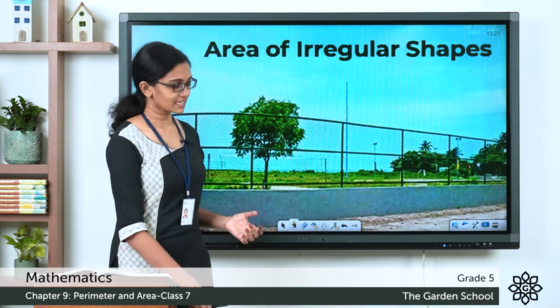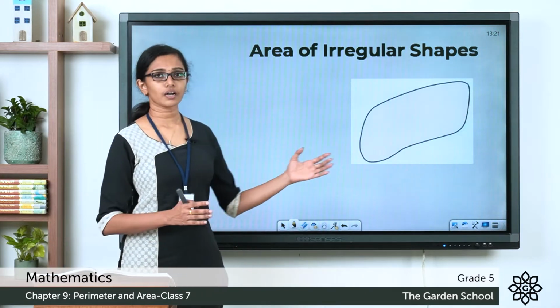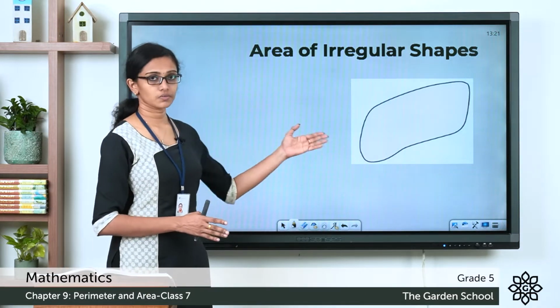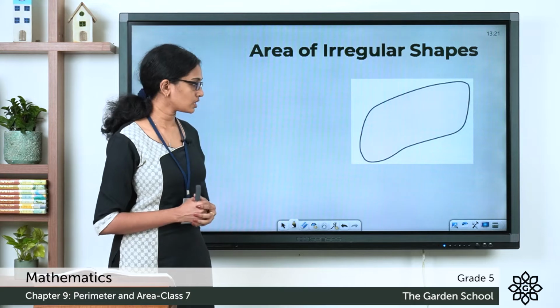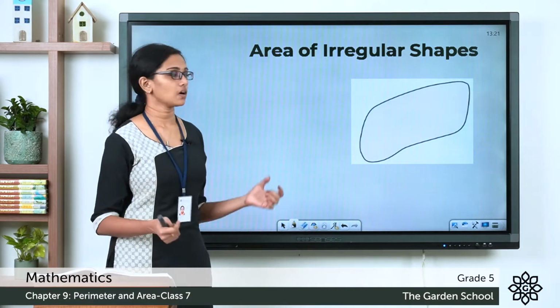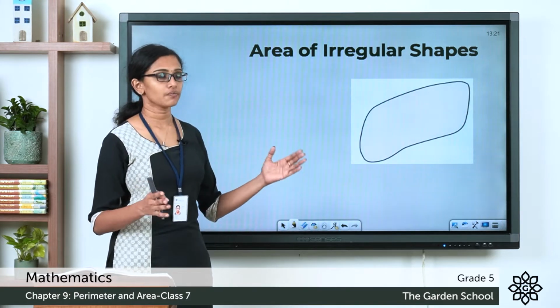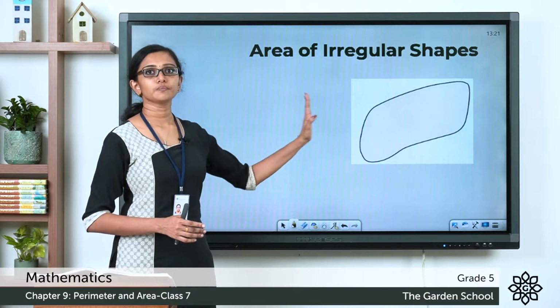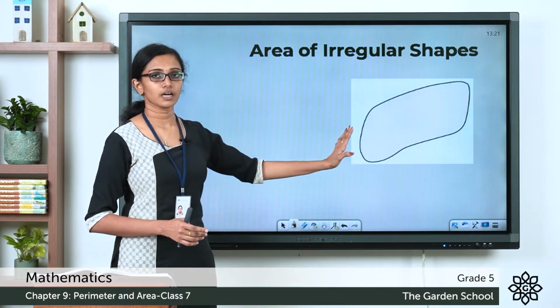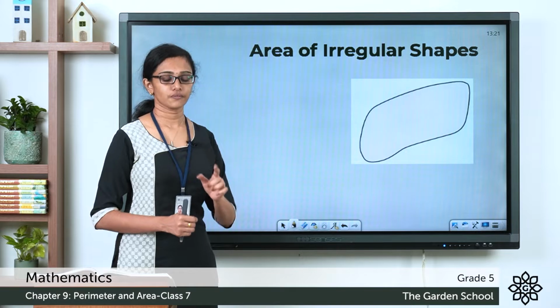So look at this picture given here. You see, this is not a regular shape. It does not have any regular sides. It is a very irregular shape. How do we find out the area of this one? We cannot apply any formula here. So we are going to place this figure here on a square grid as the first step.